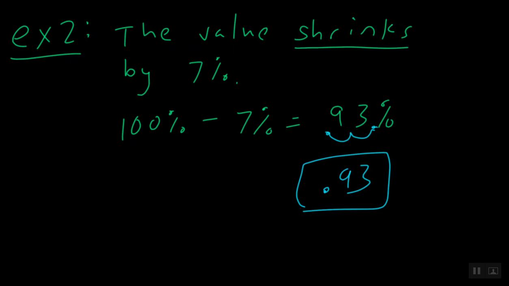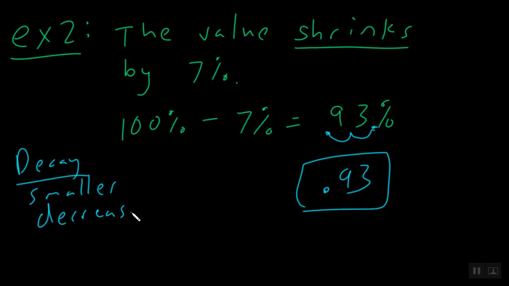All right, guys. What are some synonyms for this word decay? So we know that decay means to get smaller. So if anything gets smaller, or decreases, or deflates. And we obviously have the word shrinks. Any of those are going to mean that we're going to subtract the rate of decay.